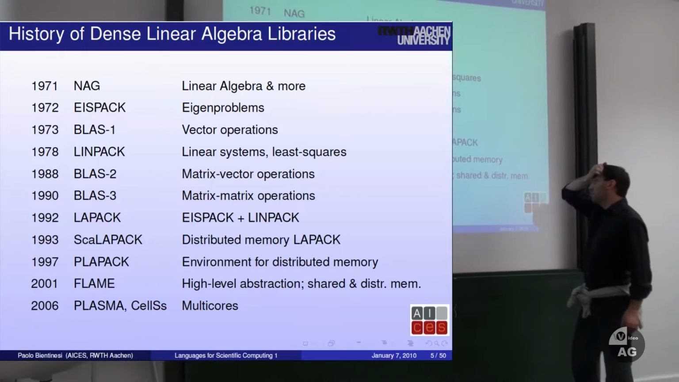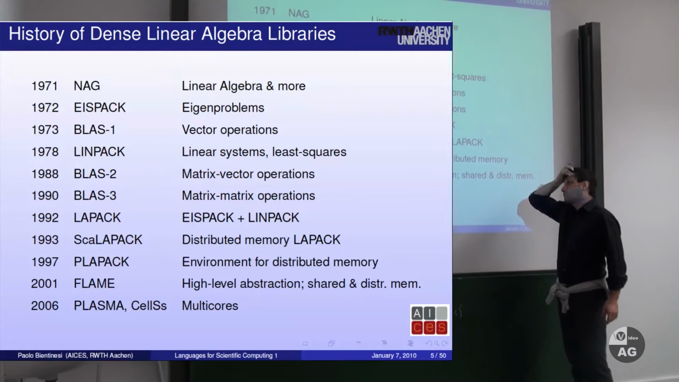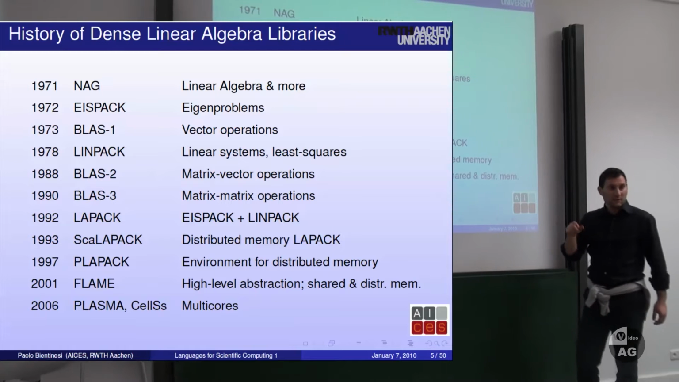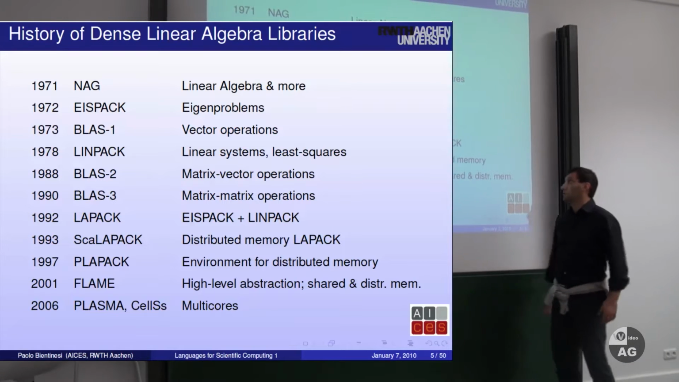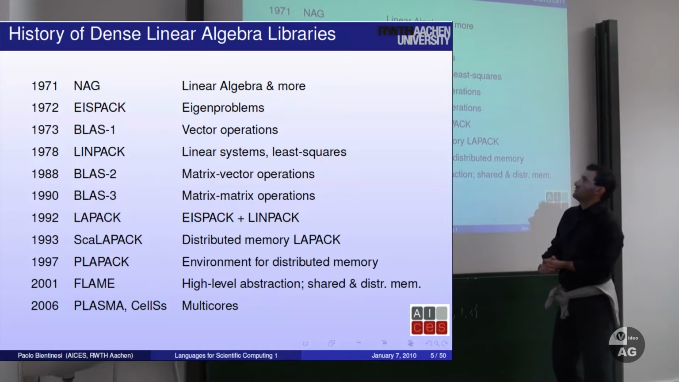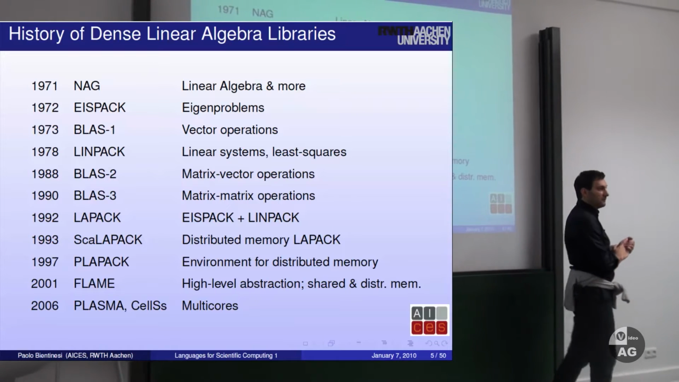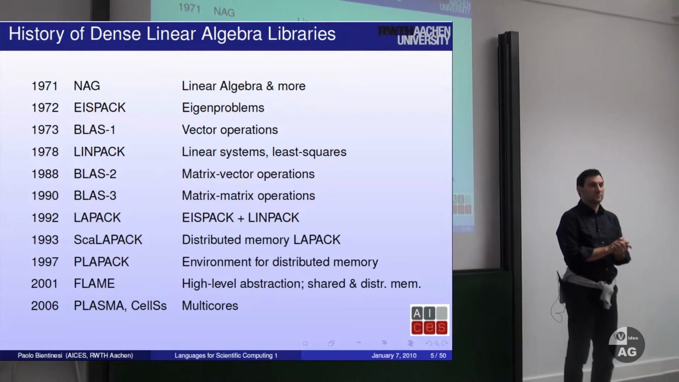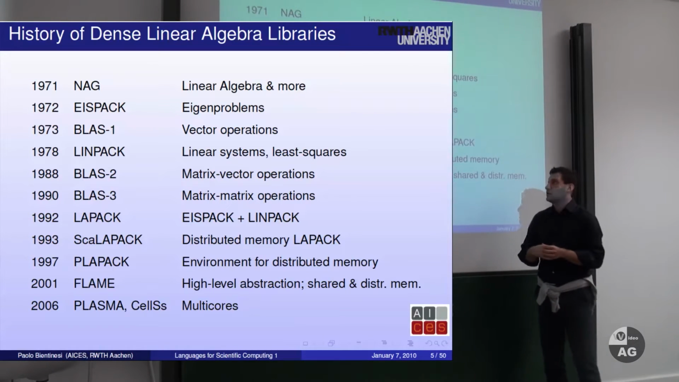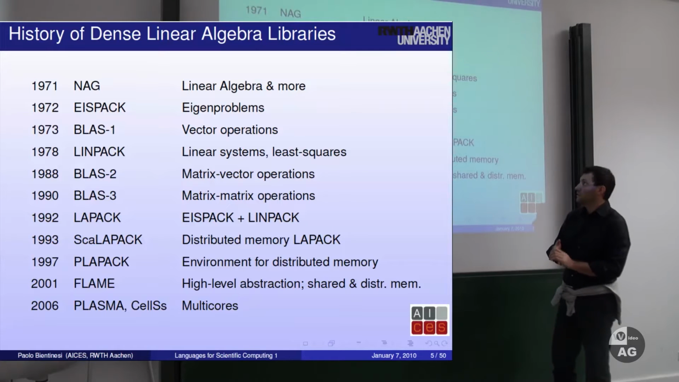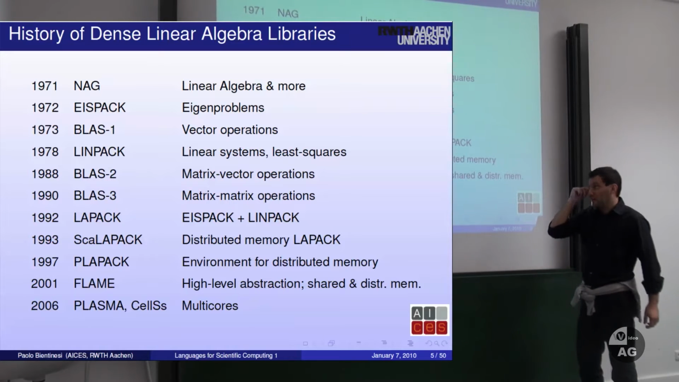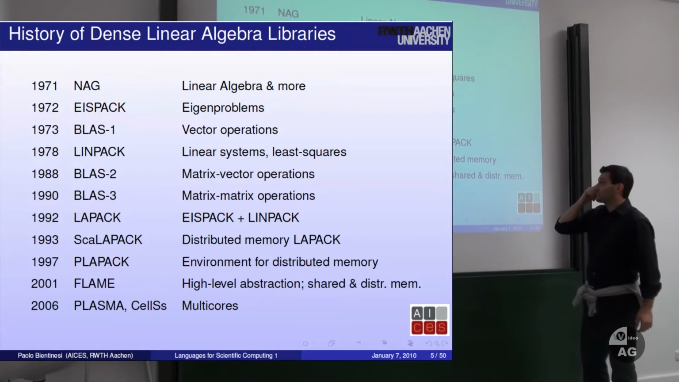Okay, so EISPACK was a library to solve eigenproblems. Eigenproblems, Ax equals lambda x, or Ax equals lambda Bx, standard and generalized eigenproblems. The big thing was the introduction of BLAS1. How many of you have ever heard of BLAS? Okay, not too many people. So BLAS stands for Basic Linear Algebra Subprograms or Subroutines, whatever. And you see that in the course of the years, 3 levels of BLAS, 3 versions of BLAS appeared.